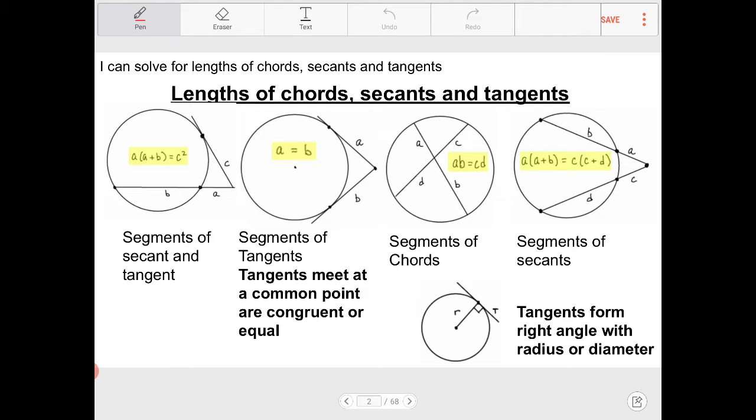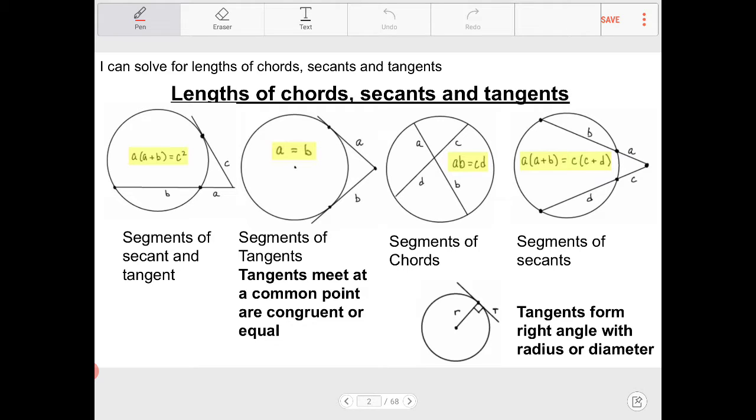Here are the concepts, the theorems, which you will need in order to be successful in completing the exercises that accompany this lesson. Let's take a close look at what these theorems are saying. In the past couple lessons, we've looked at how to find angle measures formed by chords, secants and tangents. Now what we are going to be focusing on in this lesson is how we are going to be able to find the lengths of chords, secants, and tangents.